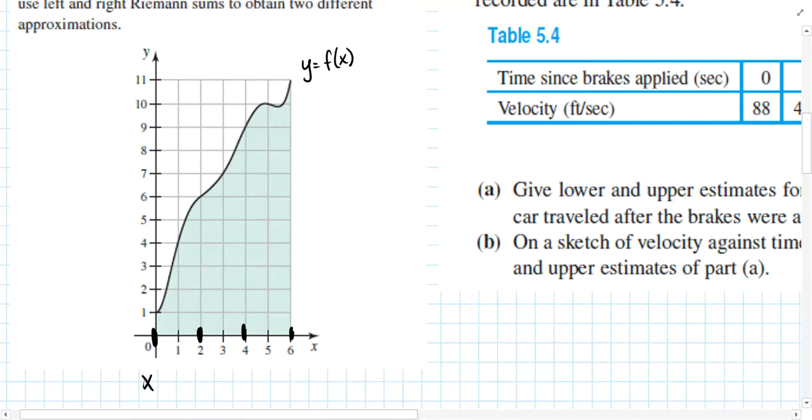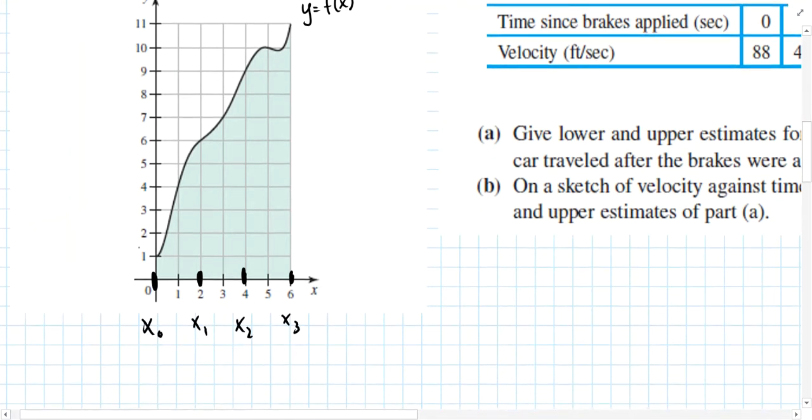So again, we would call these x0, x sub 1, x sub 2, and x sub 3 for our 3 subintervals. And then we've got y-coordinates. So this y-coordinate here I would call y0. The y-coordinate here I would call y1. The y-coordinate at 4, y2. And then the y-coordinate at 6 I would call y3. So now we've got x-coordinates and y-coordinates at each of these edges or endpoints of the subintervals.